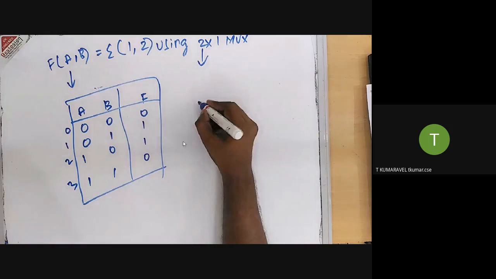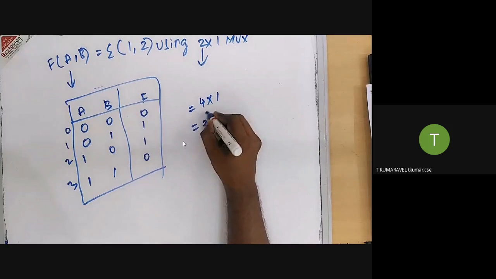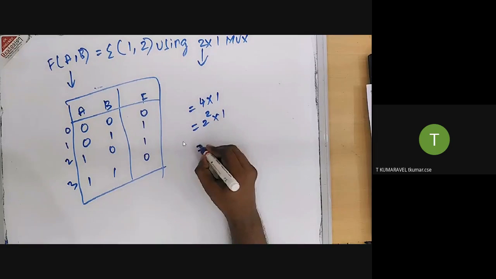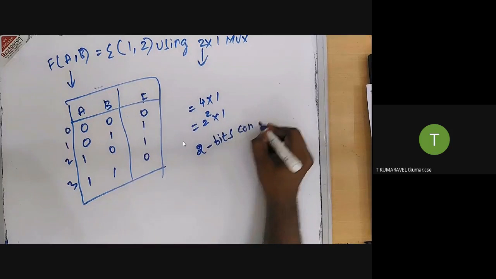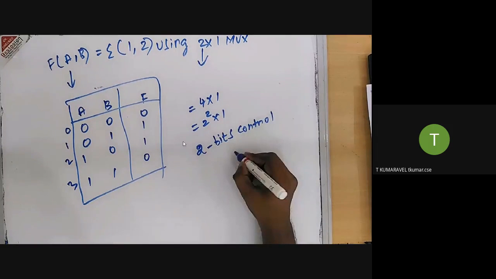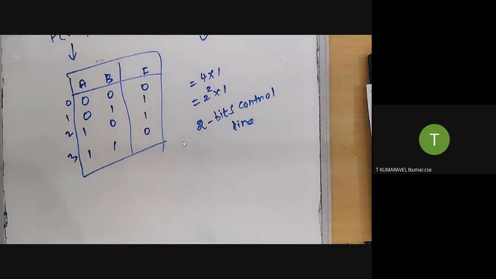This is a 4 into 1 multiplexer. How do you write that? 2 power 2 into 1. So the hidden meaning is that 2 bits are acting as control lines. How do you draw the multiplexer? Here, 2 bits act as control lines. This is for the 4 variable case.